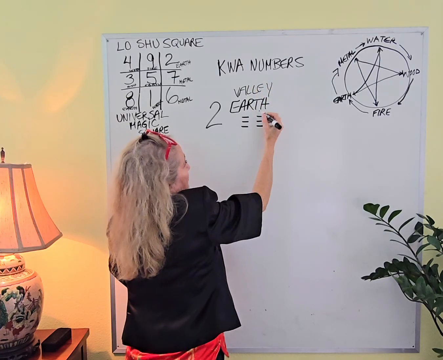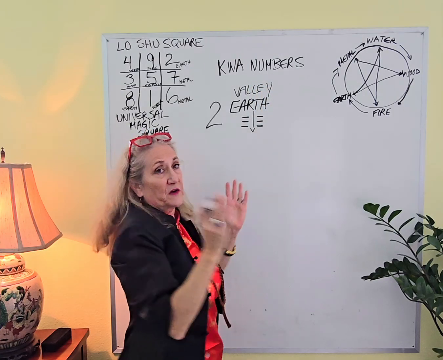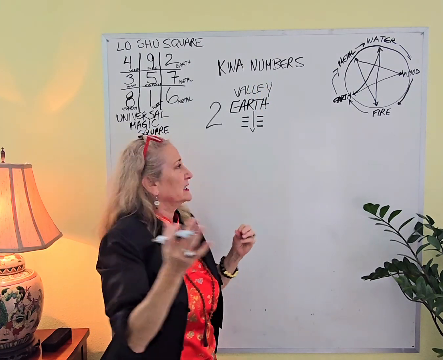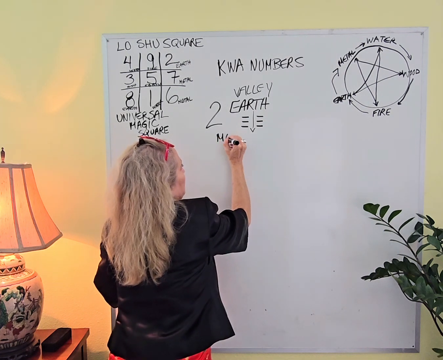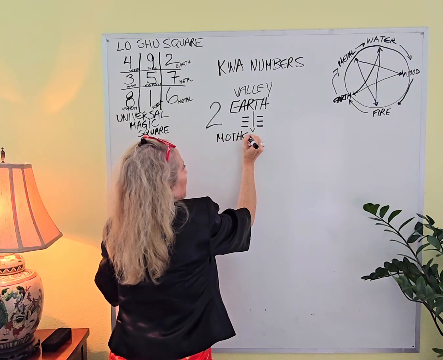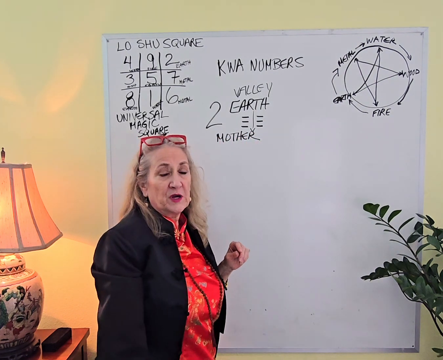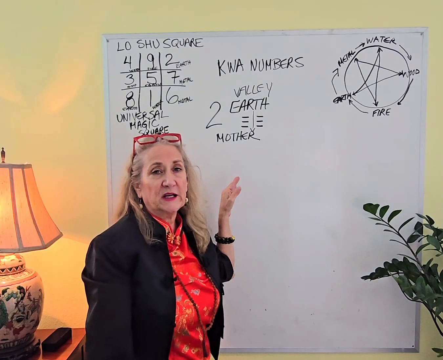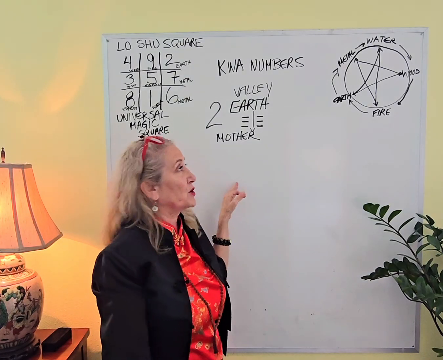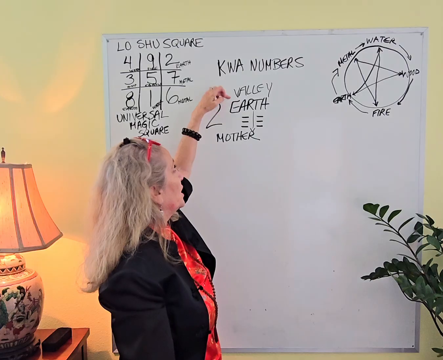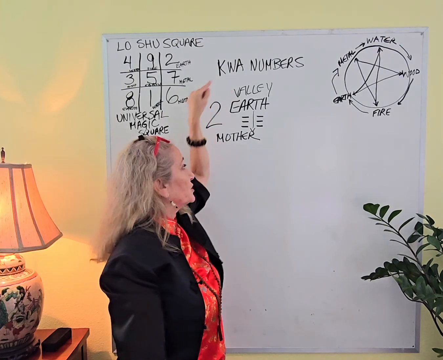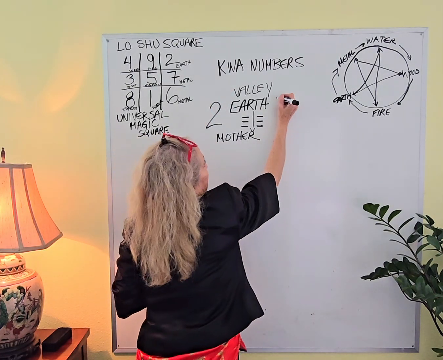As you can see, here's the valley. Very open, very yin. This is otherwise known as the mother energy, right? So if you were born in a year that has your birth star number a 2 Earth, you may have some of these qualities. This is a yin sign.